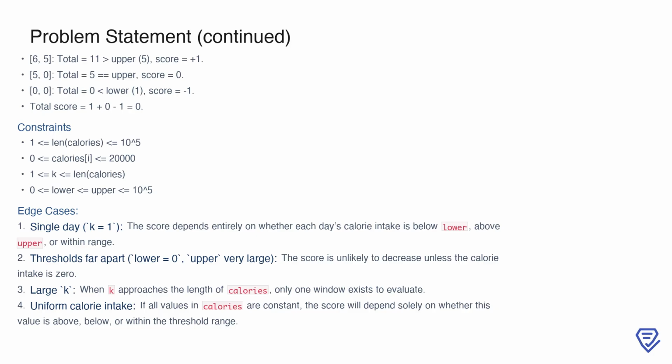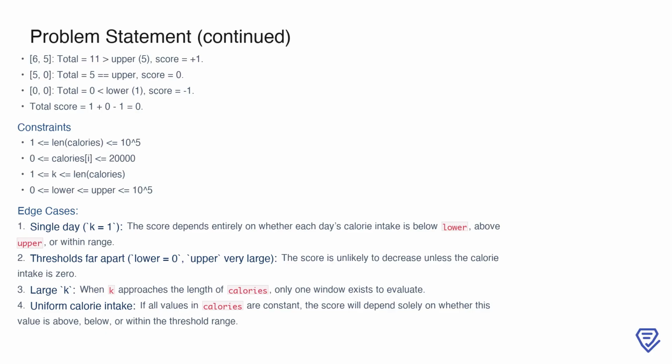Now, let's look at a third example with a longer calorie intake list and a larger window size. Here, the calorie intake is 6, 5, 0, 0, the window size k is 2, and the thresholds are lower equals 1 and upper equals 5. With k equals 2, we evaluate three windows: 6, 5; 5, 0; and 0, 0.